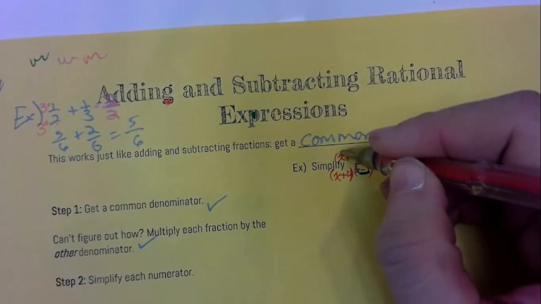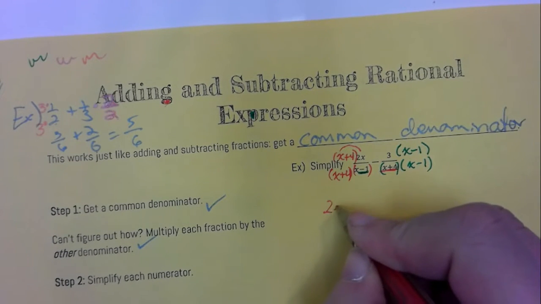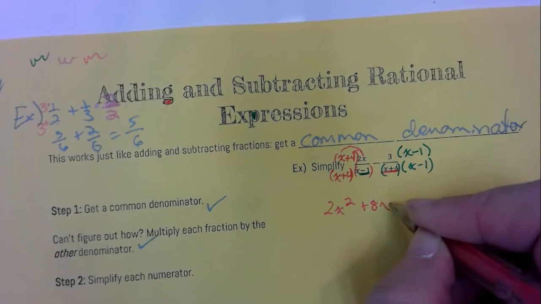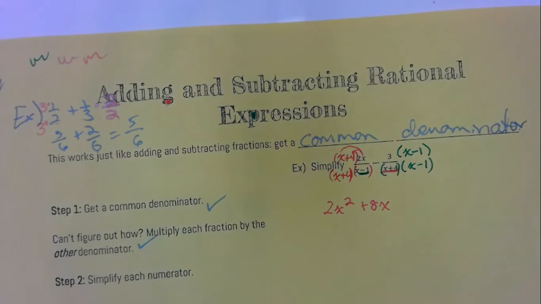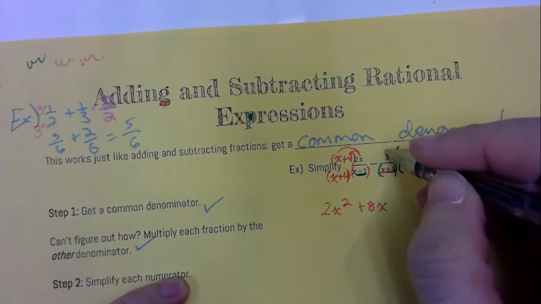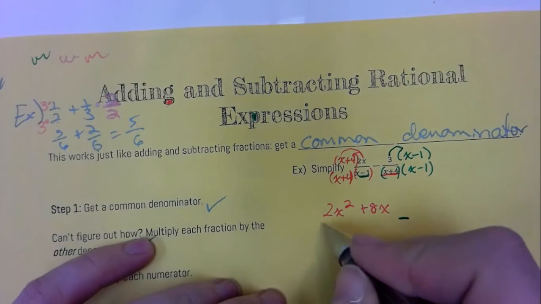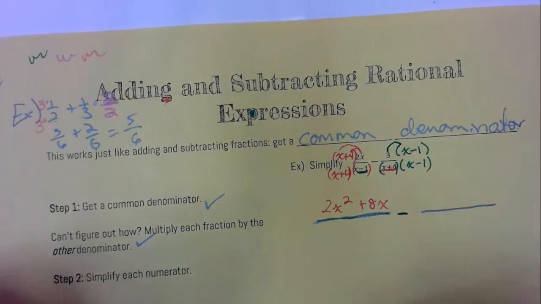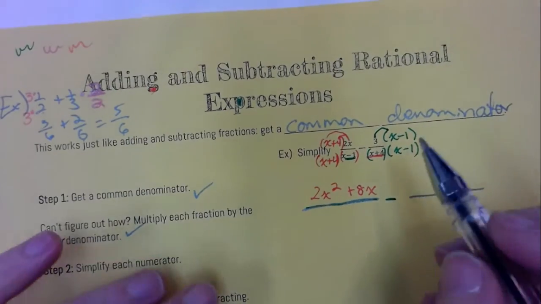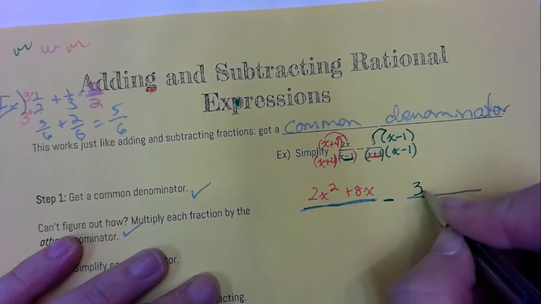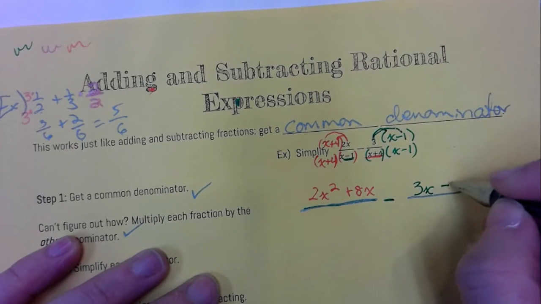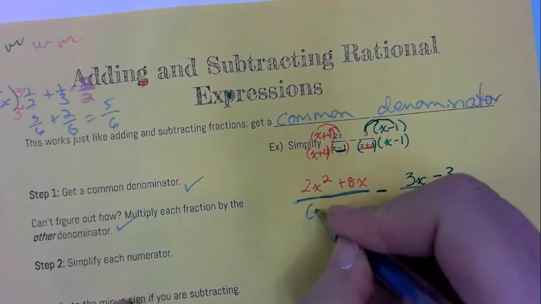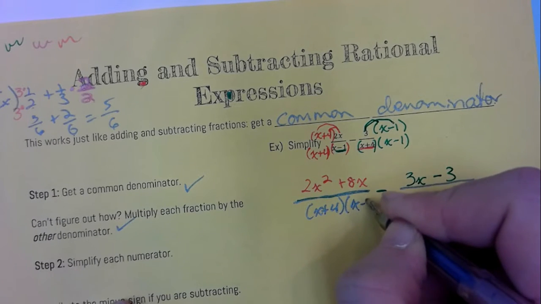So I've got x times 2x. That's 2x squared. And then 4 times 2x, which is 8x. And then I have subtract. Oops. Wrong color. And then I have 3 times x, which is 3x. 3 times negative 1, which is negative 3. And then my denominator, which is x plus 4 times x minus 1 on both.